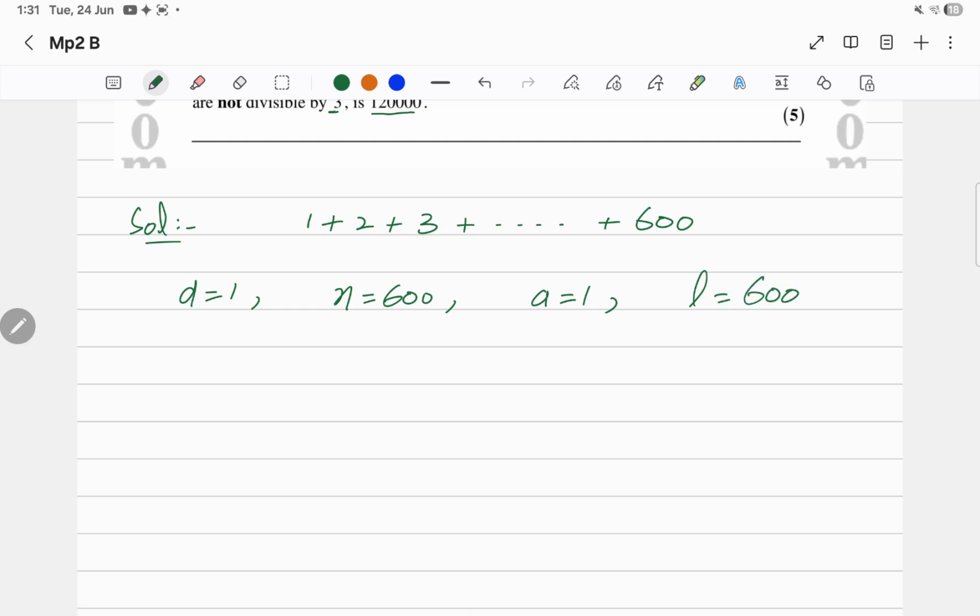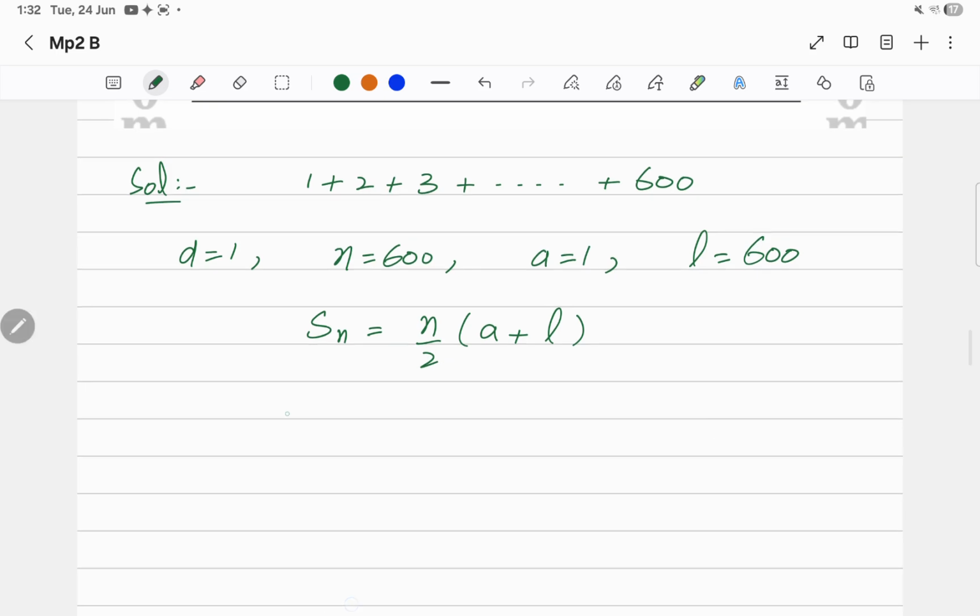So if the last term is known, we can use this formula, S_n equals n over 2 times a plus l, for the sum of the finite terms of the arithmetic series. Since we need the sum of the first 600 terms, n is 600, so we replace our n with 600 over 2. First term a is 1, l is 600 again. So if you simplify this, it will be 600 over 2 times 601.